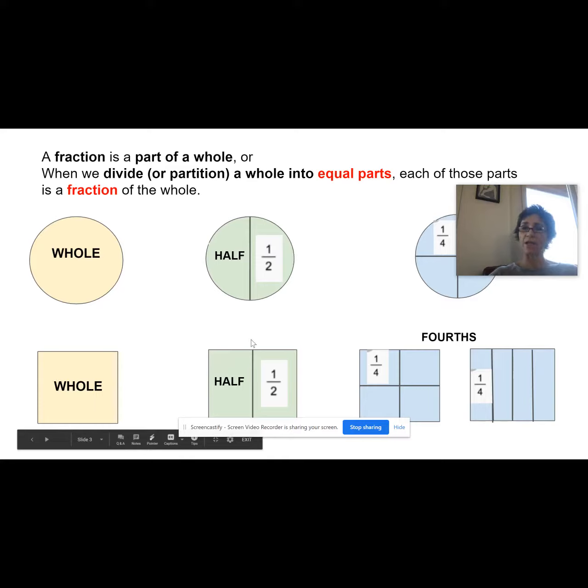Same thing for the square here. You cut the square in two equal parts. Those are halves. They're called halves. Each part is 1/2.